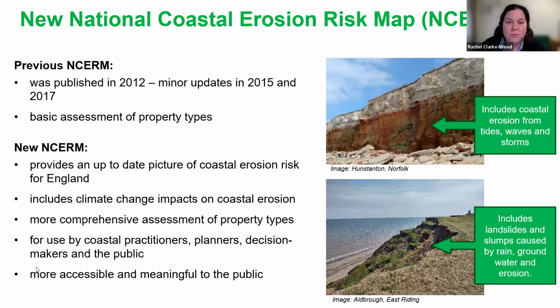Our new information also provides an up-to-date picture of coastal erosion risk, which includes climate change impacts and provides a more comprehensive assessment of property types. And by hosting new NCERM on SMP Explorer, it is much more accessible than before. As with the previous NCERM, we expect the new data to be used by local planning authorities, preparing local plans, and also to inform the creation of new and updating existing coastal change management areas, or CCMAs. NCERM2 is likely to be a key piece of evidence, but in itself, it doesn't actually say where development is appropriate in light of coastal change risks. Next slide, please.